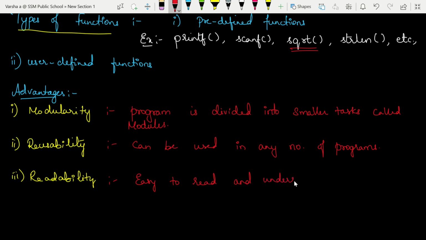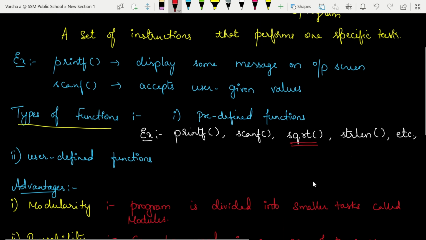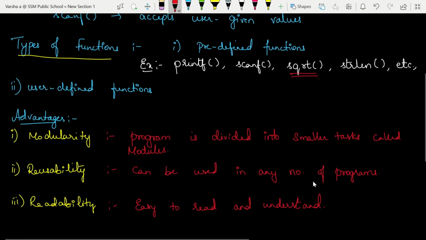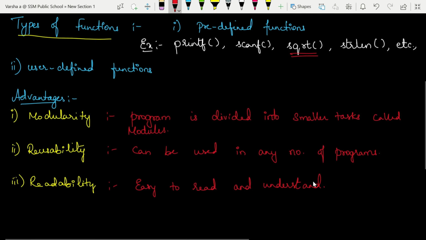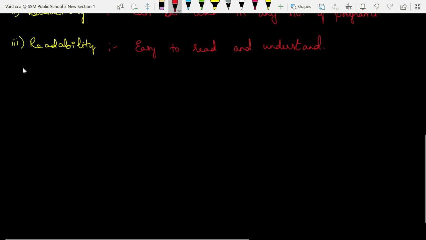When you have created functions in your program, it is very easy to understand compared to a program without any function. Now all these advantages I will also explain to you with an example. Okay, so we have learned what a function is, what the types of functions are, and the advantages of functions. Now let us see how to create a user defined function.